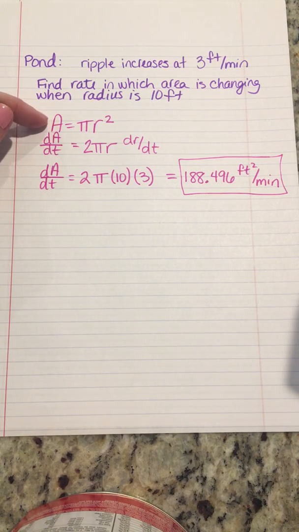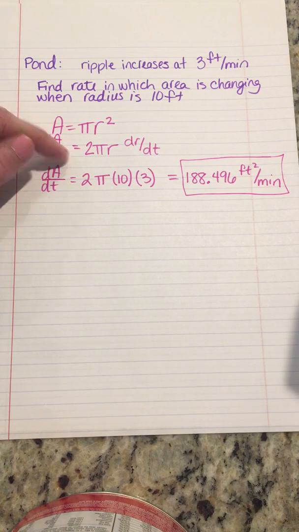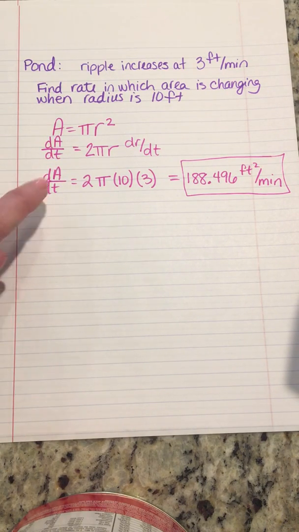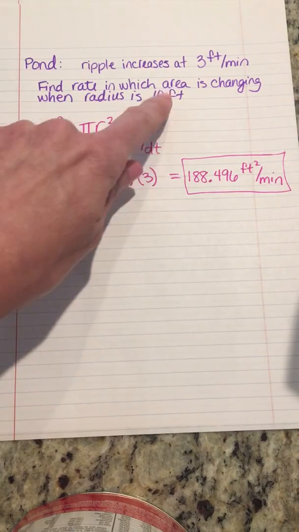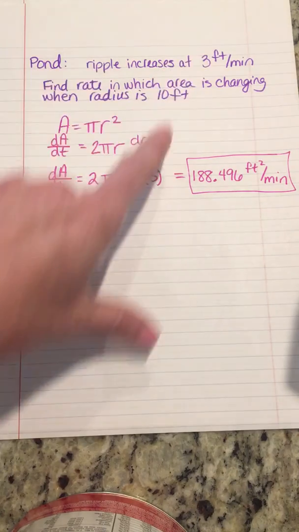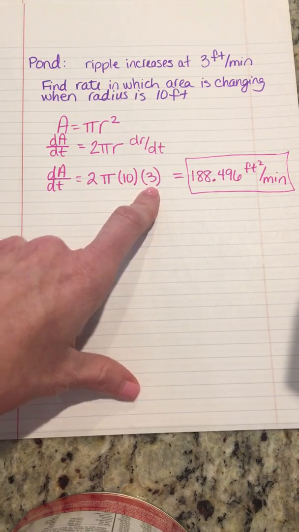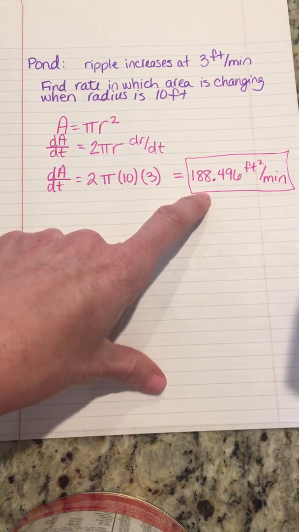It's this. Area equals pi r squared. Take the derivative of both variables, dA/dt equals 2 pi r dr/dt. They want to know dA/dt, so just plug everything in. 2 pi, the radius is 10, and then dr/dt is 3. Sorry. You plug everything in the calculator, and you get 188.496.